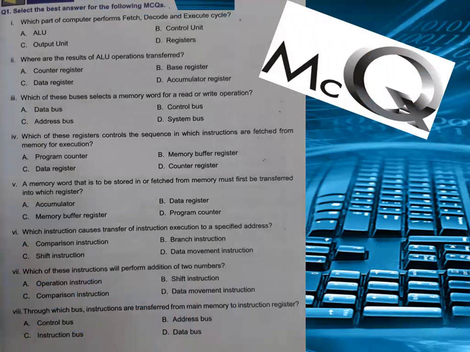So dear students, now it's time to solve your exercise. Here are the MCQs. Which part of the computer performs the fetch, decode, and execute cycle? ALU, control unit, output unit, registers. Yes, it's B, control unit. The second: where are the results of ALU operations transferred? Counter register, base registers, data registers, accumulator registers. Yes, it is transferred to D, accumulator register.